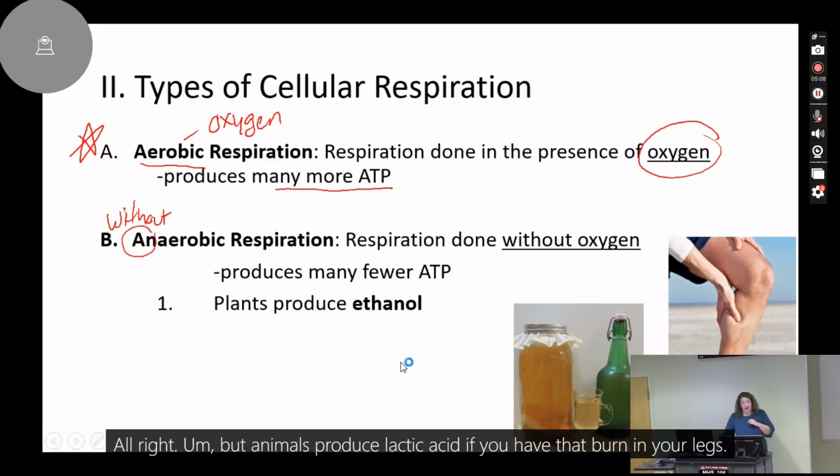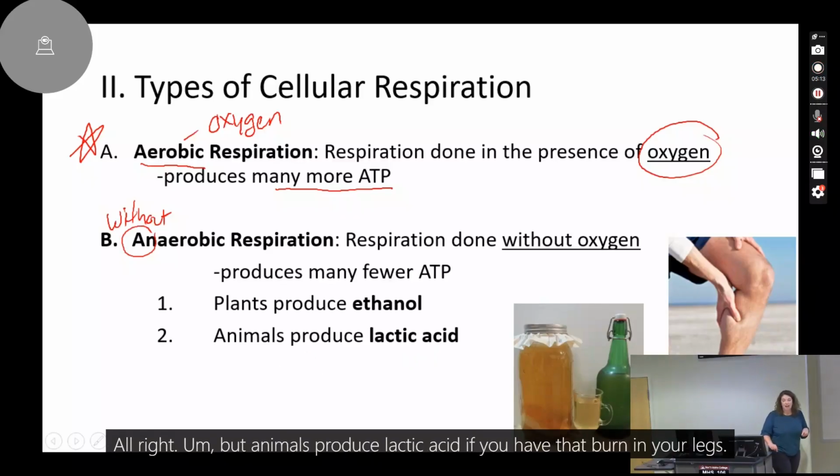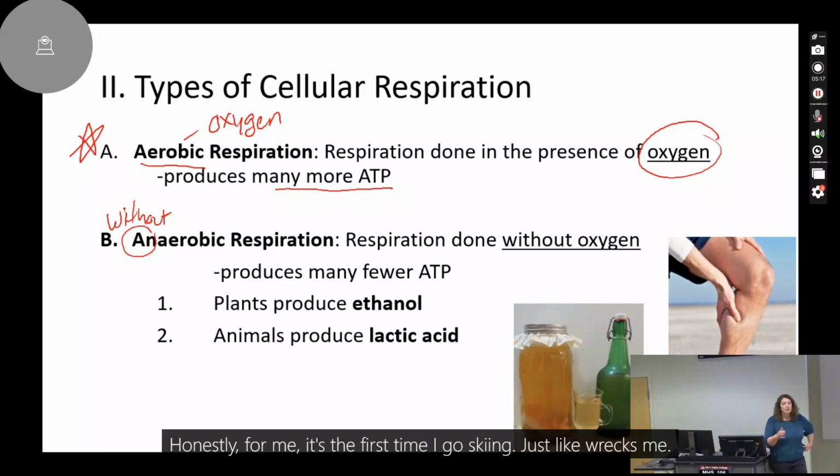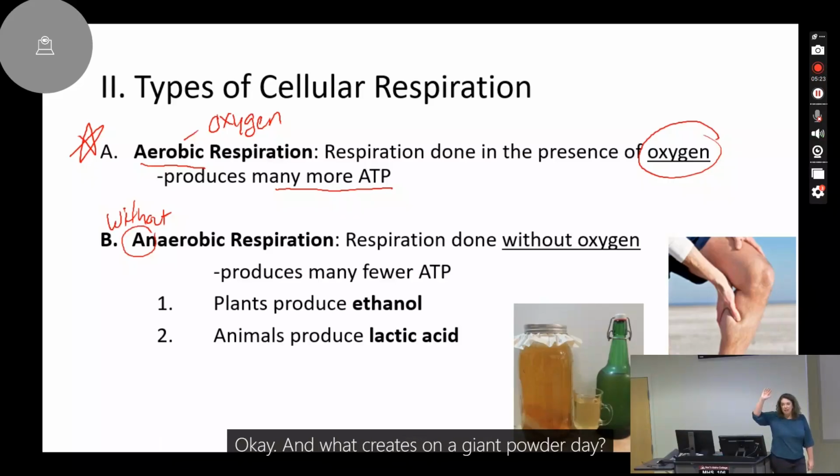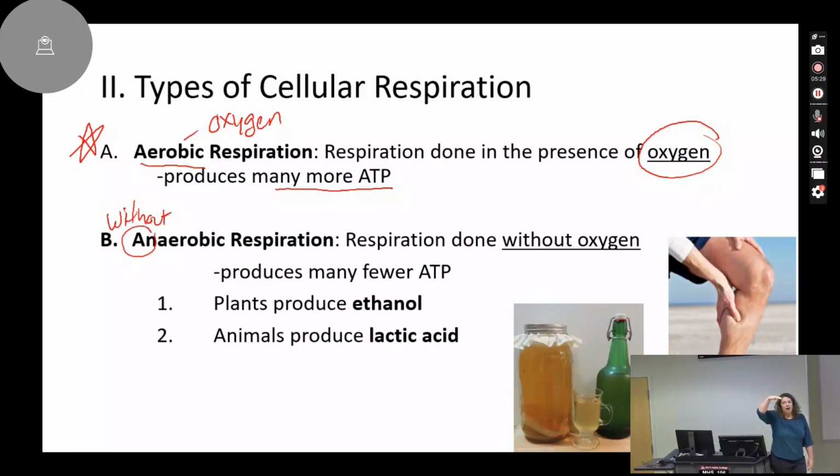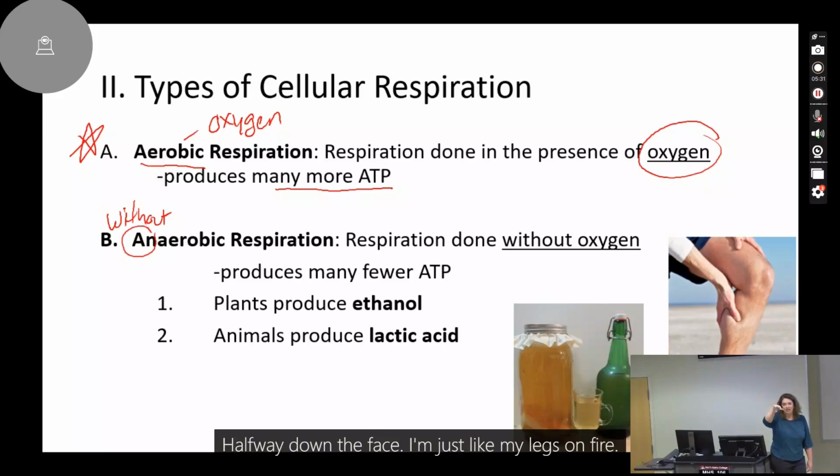All right. But animals produce lactic acid. If you have that burn in your legs, honestly, for me, it's the first time I go skiing. It just wrecks me. Let's say it's been a giant powder day, and I'm ready to go. And halfway down the face, my legs are on fire.